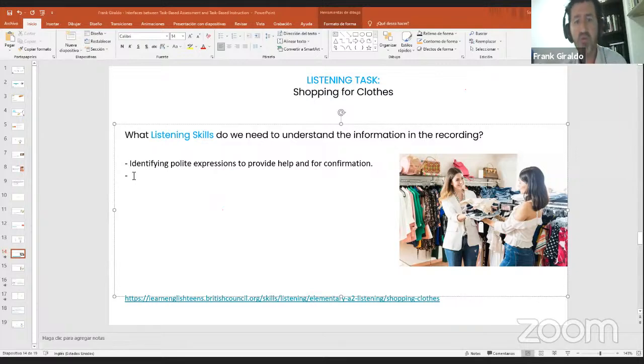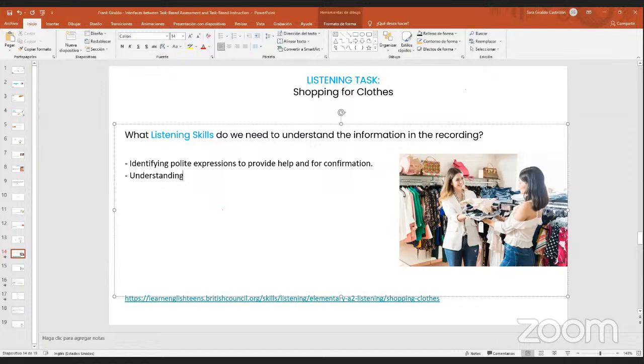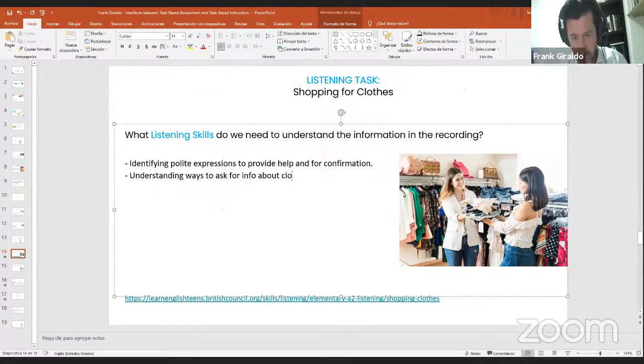Okay, everybody, what will be the skills that are necessary to understand the information in the recording? Okay, so Judith, thank you. So Elena, can you read? Because I'm typing. Sure, here. Yes. Understanding what? Ways to ask for information about clothes, size, color. Ask for info about clothes, for example, size and color.